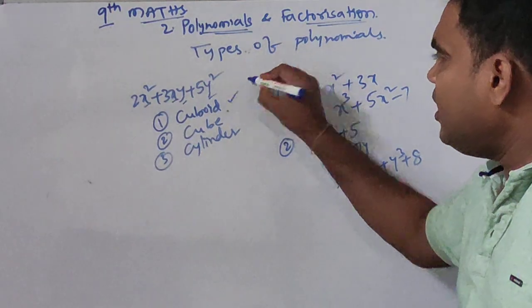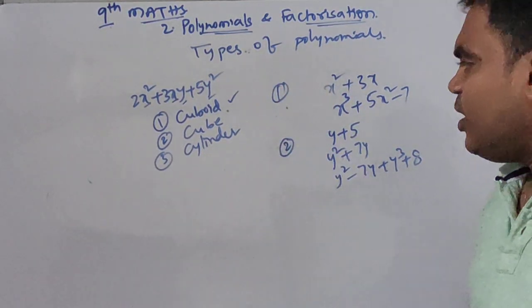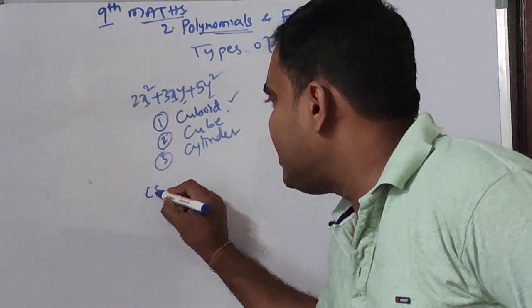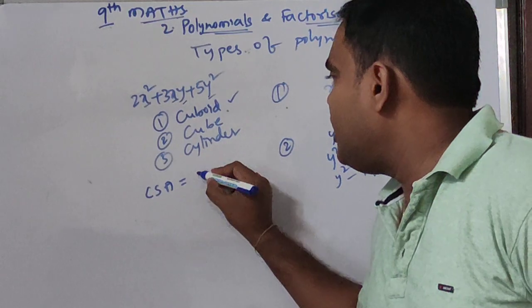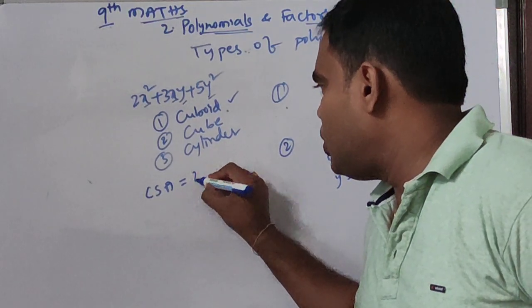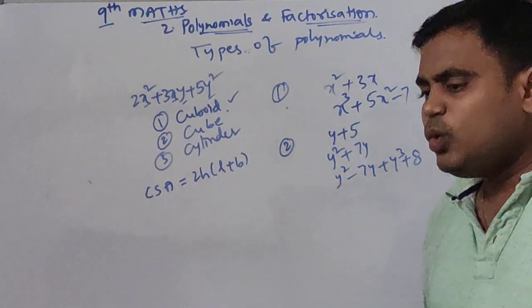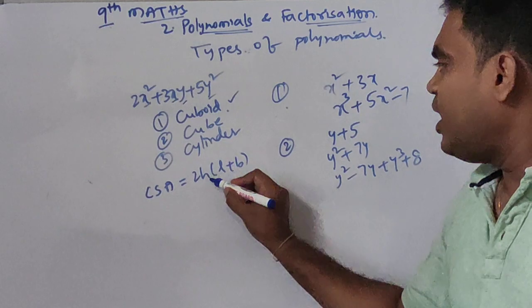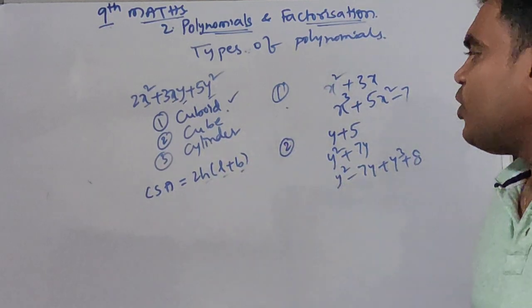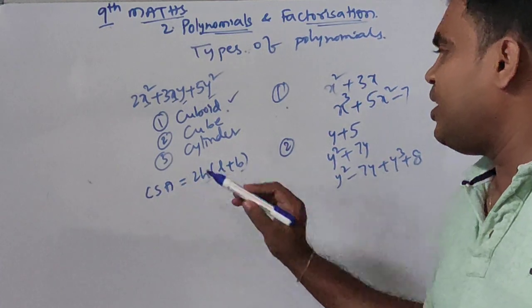If we are taking cuboid, first solid cuboid. So the formula for CSA, curved surface area, of cuboid is 2h of L plus B. 2h of L plus B is the formula. Here the variables are H, L and B. So these three are the variables in a lateral surface area formula.